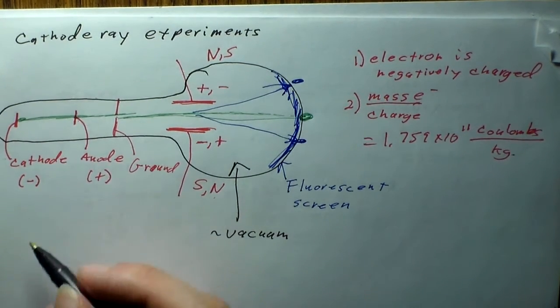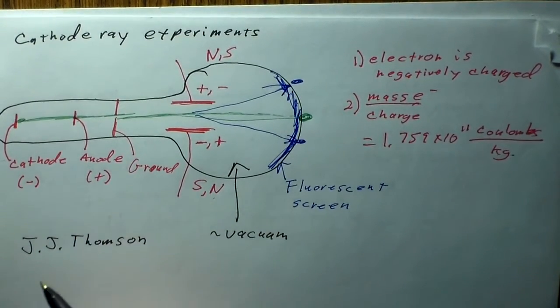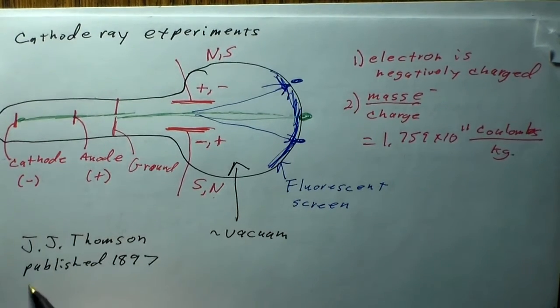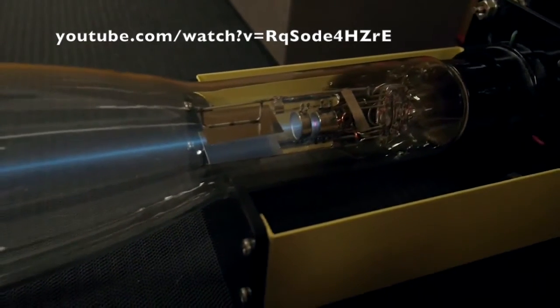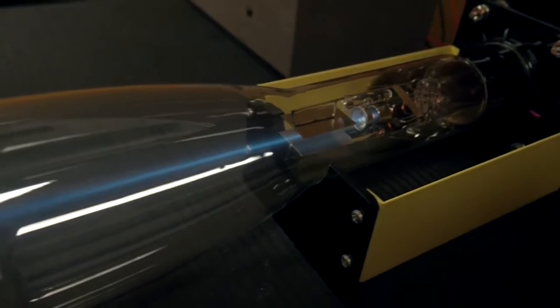All right, so this was done by J.J. Thomson. And this work was first published in 1897. And then he got his Nobel for this in 1906. So here we have a cathode ray tube. It's not the same one that J.J. Thomson used, but the principle is the same.